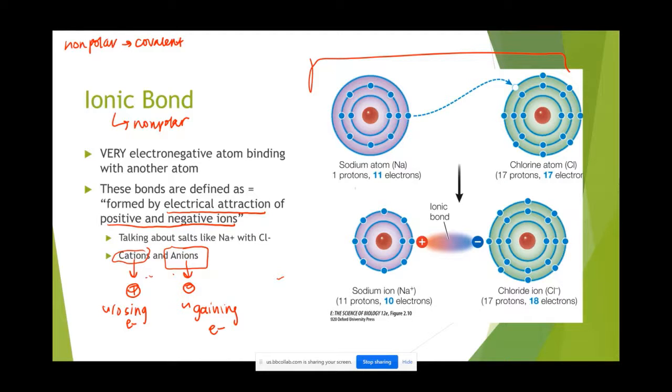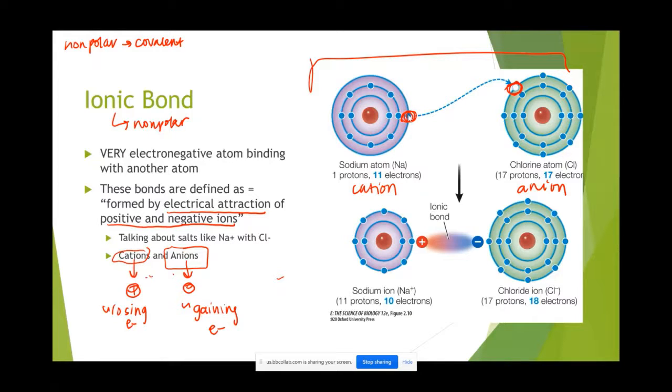If you know that sodium is a cation, and you know that chlorine is an anion, and you know that anions are gaining electrons, you're filling up this electron here. And cations are positive, so you're losing an electron here. You see what just happened, right?